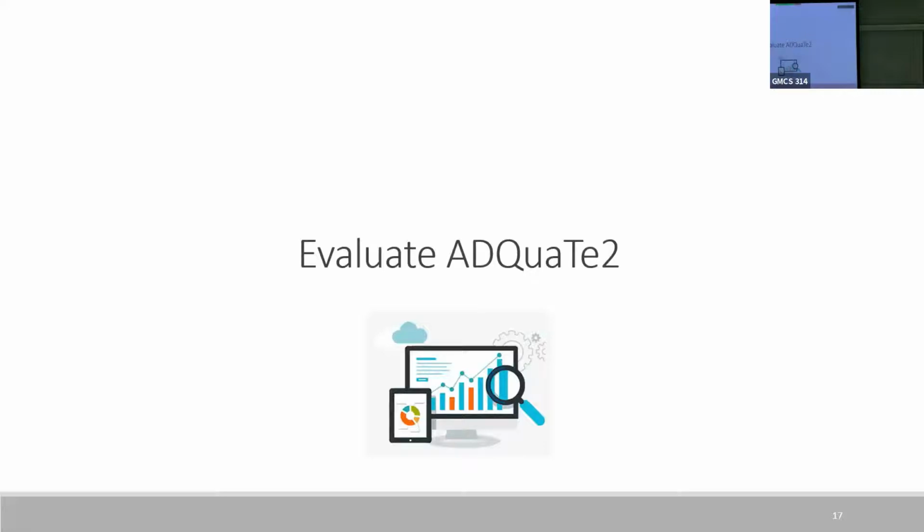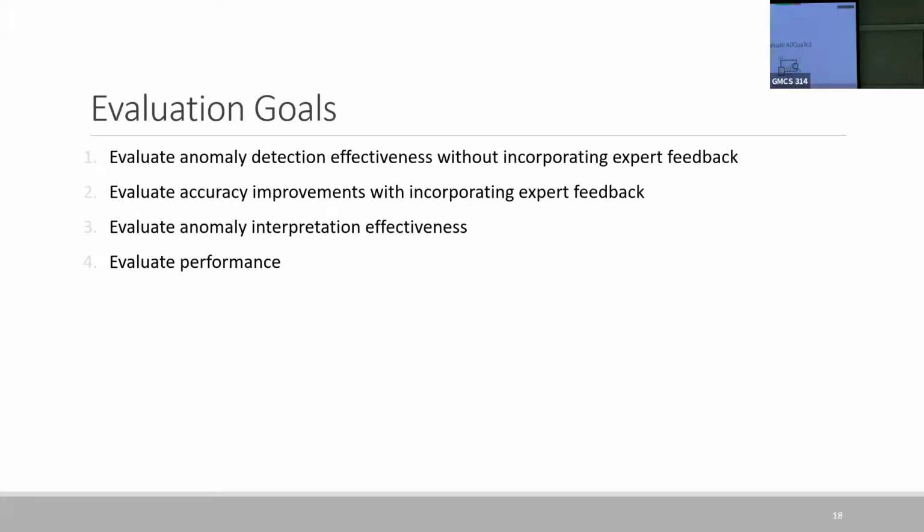So we evaluated the ADEQUATE tool with different objectives. First, we evaluated the anomaly detection effectiveness when we don't incorporate domain expert feedback, in just one execution of the tool. After that, we evaluated the accuracy improvements of the approach over time after we incorporated the expert feedback, and we also evaluated the anomaly interpretation effectiveness as well as the performance in terms of time.